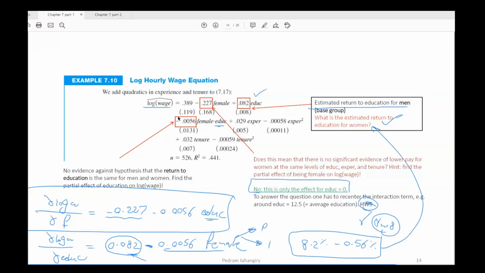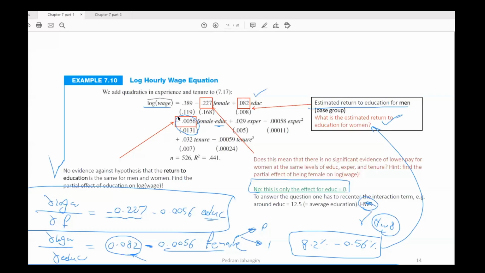And then finally, what do we have here? No evidence against the hypothesis that return to education is the same for both male and female. Find the partial effect on education level. Okay, so here, how do I say something like this? Because I'm calculating the t-stat. The t-stat is 0.0056 divided by 0.1. It's less than 1, so it's not significant.